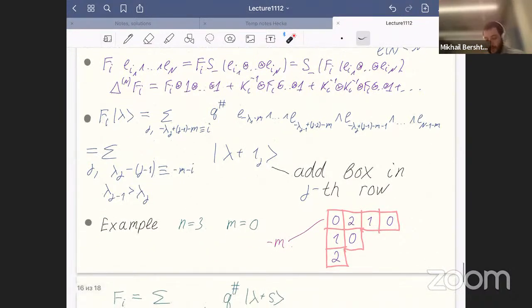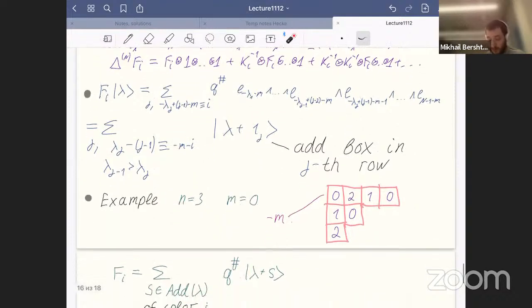This can be restated using the colorings. So this is an example where n equals 3 and m equals 0. We have some partition and color it by diagonals: 0, 1, 2, 1, 0, and so on. And then we look at all addable places, all places where we can, in principle, add a box, and look at these places which have the color i.